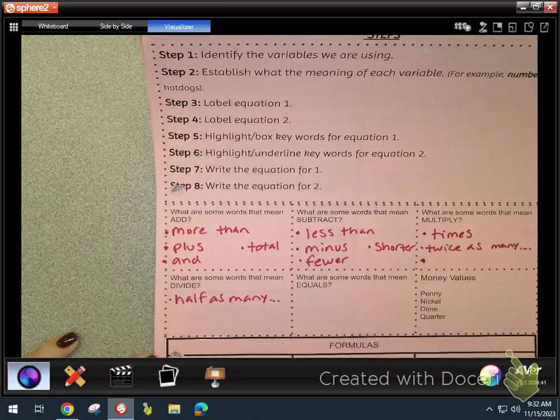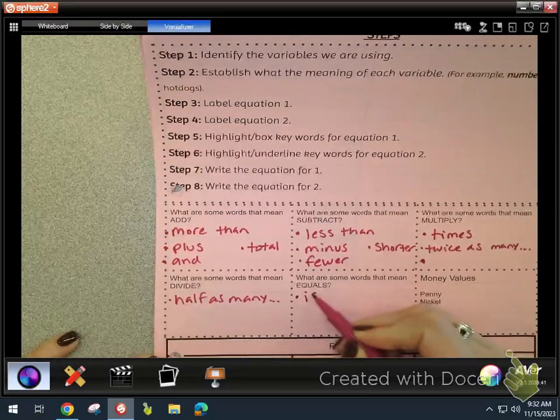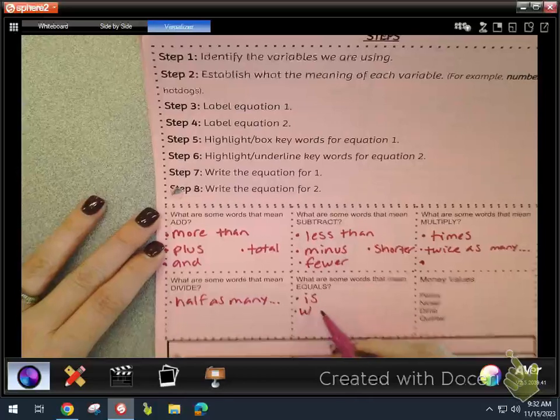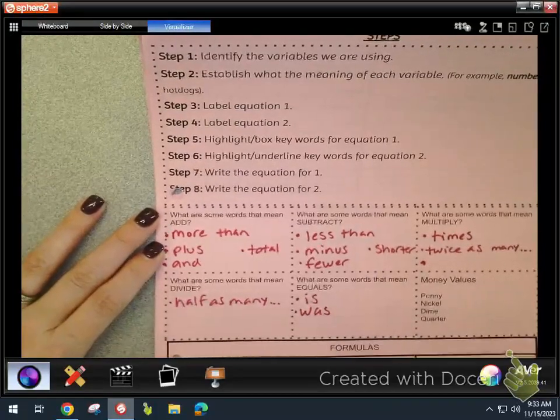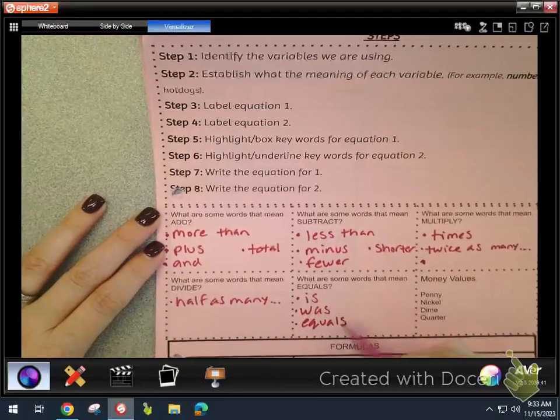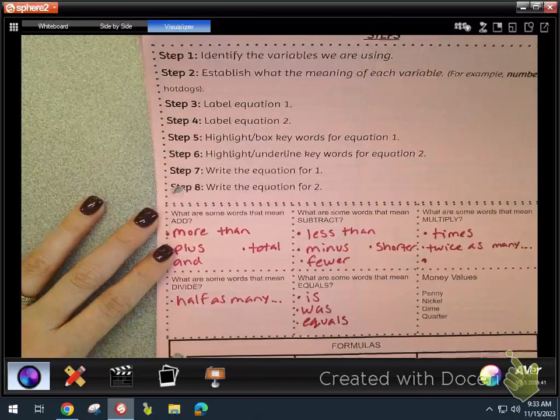Words that mean equals, this is a big one, okay? Is, so if it says like the length is, that means L equals, okay? Is or even was, if it's talking about a story in past tense, was means you would use equals. They might actually say equals in there.